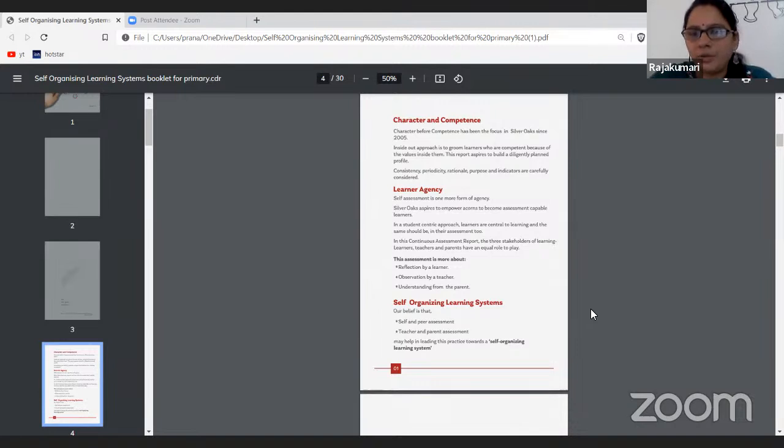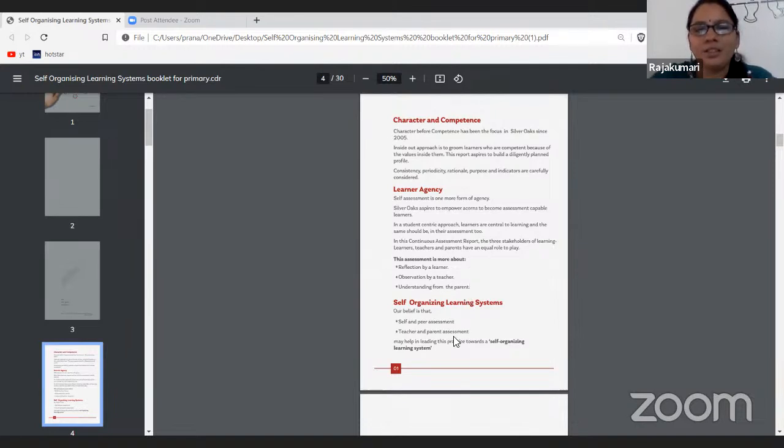In a student-centric approach, learners are central to learning, and the same should be in their assessments too. Student-centric is nothing but where the student is given engagement, and the student tries to share his or her own thoughts in the presence of the teacher. That is the student-centric approach. In this continuous assessment report, the three stakeholders of learning are learners, teachers, and parents. All these three have an equal role to play. So this assessment is more about reflection by a learner, observation by a teacher, understanding from the parent.